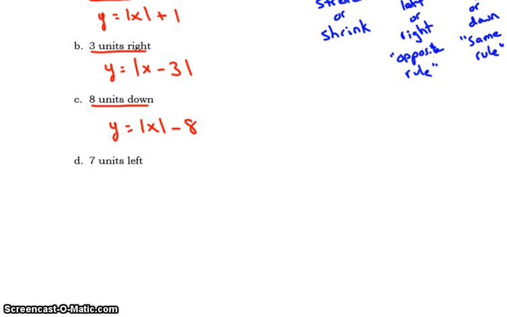And then finally the last one, 7 units left. Left or right, remember, is inside the absolute value sign. And if I want to go to the left, you'd think that would be the negatives, but it's this opposite rule when we're inside the absolute value sign. So we're going to be going plus 7 inside the absolute value.